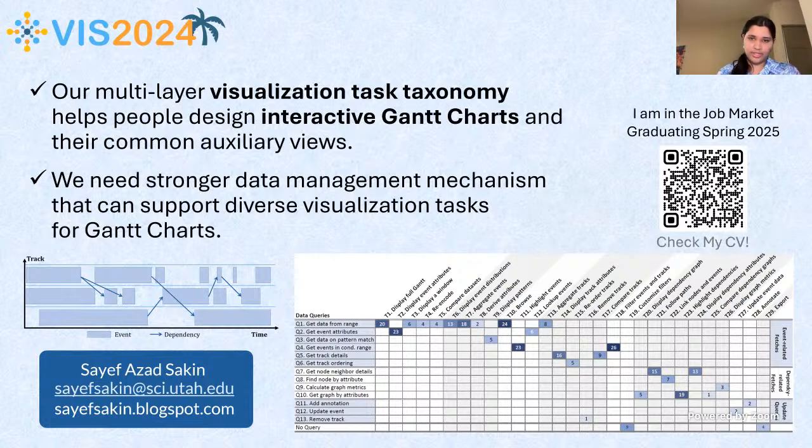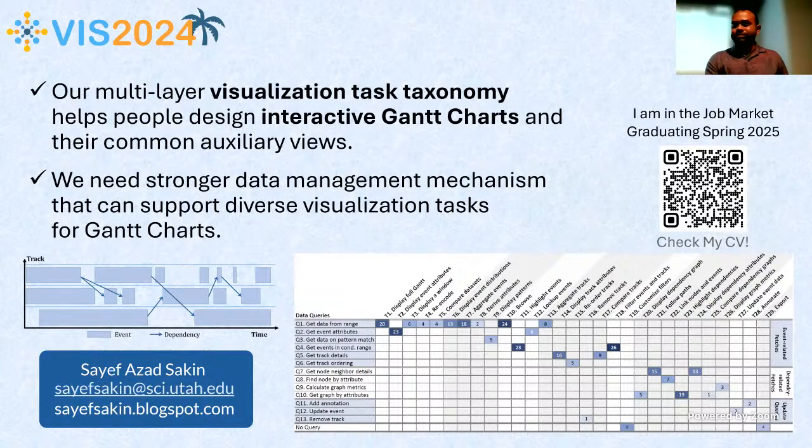Okay, so I guess I'll just ask a question of mine. Given your taxonomy's emphasis on having auxiliary views, how do you think the integration of multiple views in general impacts the cognitive load for users? Is there a threshold where you think having too many views in the dashboard will reduce the effectiveness of that primary Gantt chart in the first place?